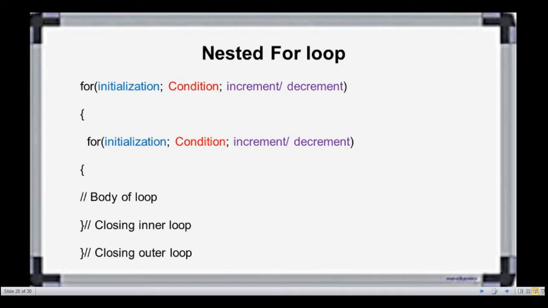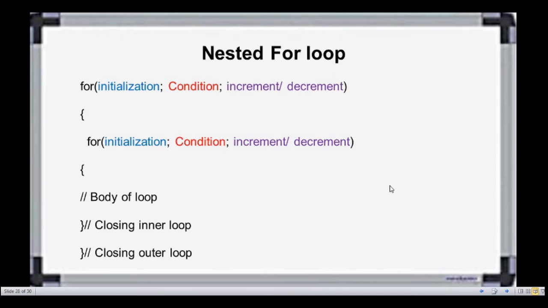And if the main condition, this condition, is false, then we will go here, the closing of this outer loop. So directly after this bracket we will execute the next code. Okay, let's see some examples of nested for loop.